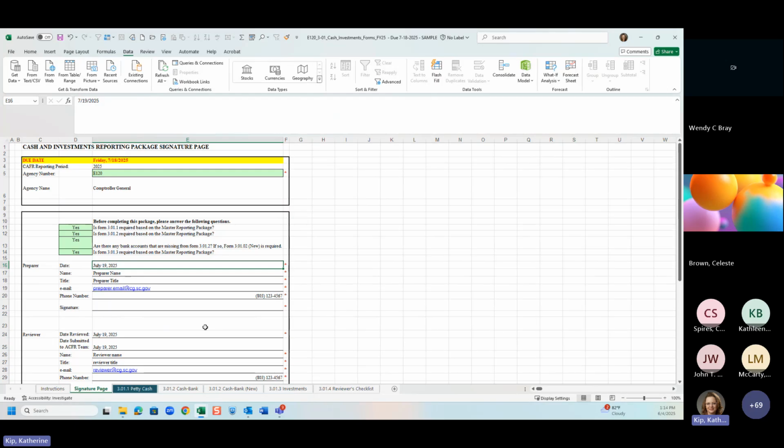This package is not in Workiva. This package is still in Excel. Yes. Oh, Amanda, I see you just asked that question. Yeah, you will be submitting this package through Excel. You can find this closing package.